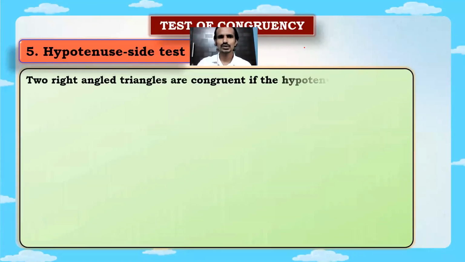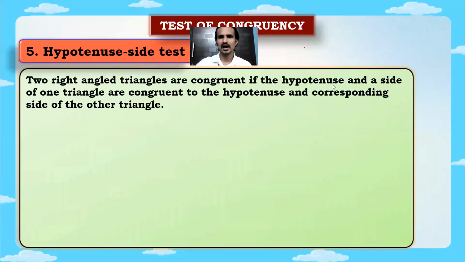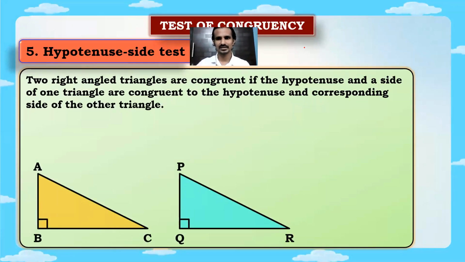So 2 right angle triangles are congruent if hypotenuse and side of one triangle are congruent to the hypotenuse and corresponding side of the other triangle. So first of all, we should have two right angle triangles. Remember, ये टेस्ट सिर्फ और सिर्फ right angle triangles के लिए है. So two right angle triangles are congruent. So what is the condition? If hypotenuse and side of one triangle are congruent to hypotenuse and side of the other triangle.